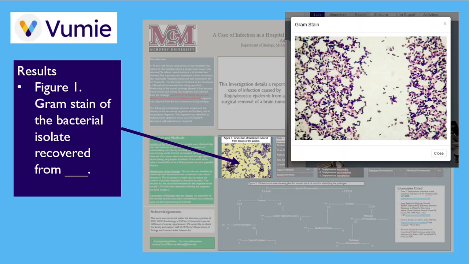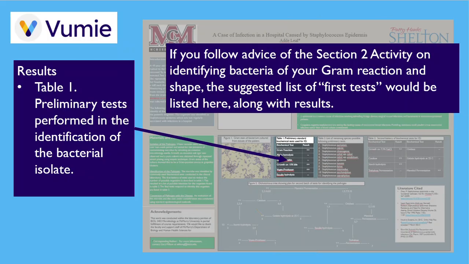Then the next thing that you'll have in your poster will be Table 1. Preliminary tests performed in the identification of the bacterial isolate. Take a look at the ID strategy activity in Section 2 that corresponds to the type of unknown organism that you have, either gram-negative bacillus or gram-positive coccus. In that particular activity in Section 2, it's going to list some recommended first tests to use in the ID process. You're going to be sure that you've done those tests, and you're going to list them in this particular table along with the results that you got for them.